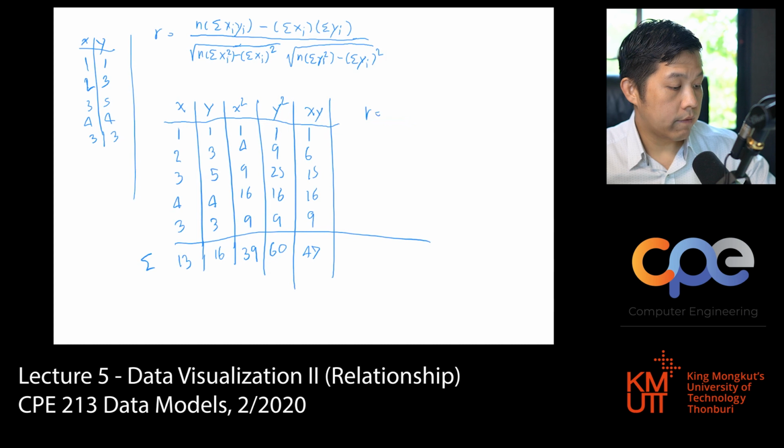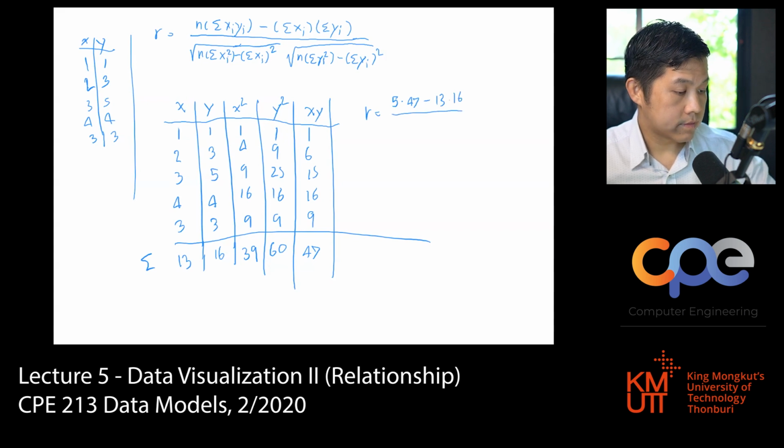R would equal 5 times 47 minus summation of x, 13, times summation of y, 16, divided by the square root of 5 times summation of x squared, 39, minus 13 times 13, multiplied by 5 times 60 minus 16 times 16. Right, so this is the value that we need to compute.